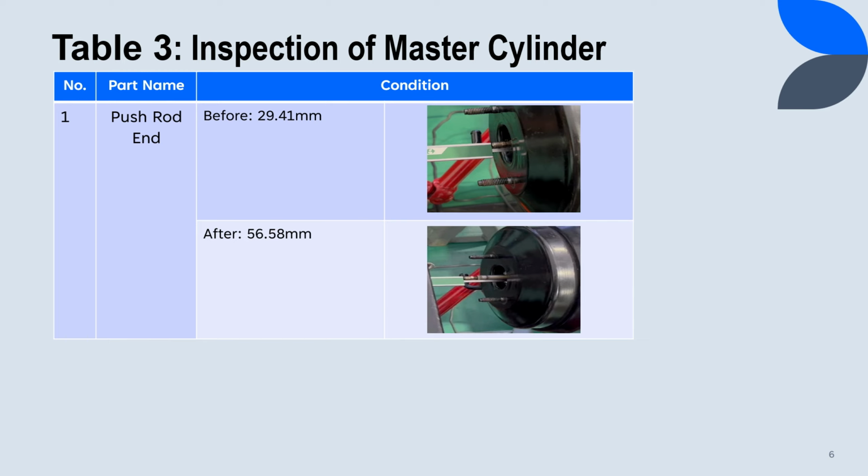And after that, we inspected the master cylinder to determine whether it was in good condition or had already worn out. Firstly, the push rod end. The diameter before is 29.41 mm and after is 56.58 mm.